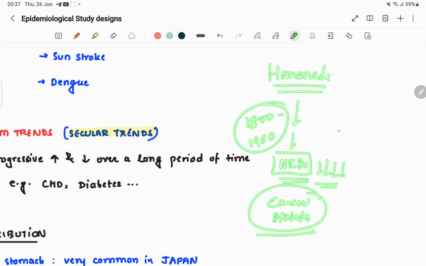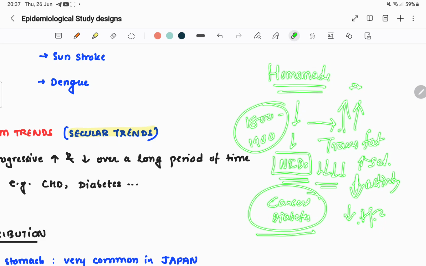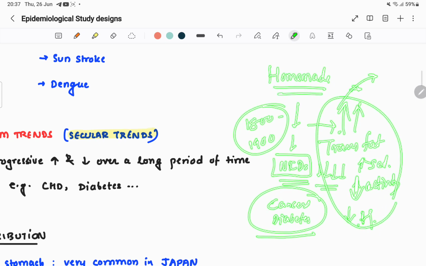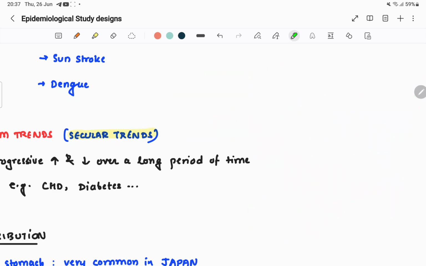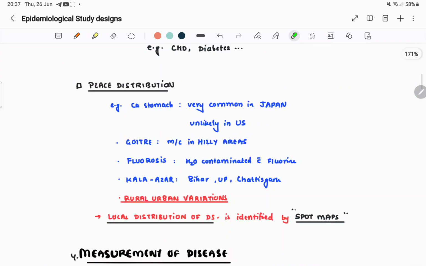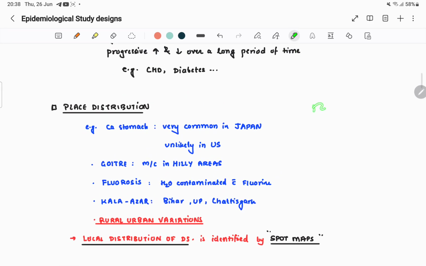But now there is an increased consumption of trans fat. There is an increased sedentary lifestyle. There is a decrease in activity. There is a decrease in, let's say, taking of homemade food. People are preferring Swiggy and Zomato more. So now in current times there is an increase in NCDs. So this, in 2000s to 2025, is a secular trend. This is a periodic fluctuation. So secular trend is basically something that is happening over time, over years, over a long period of time. Understood?